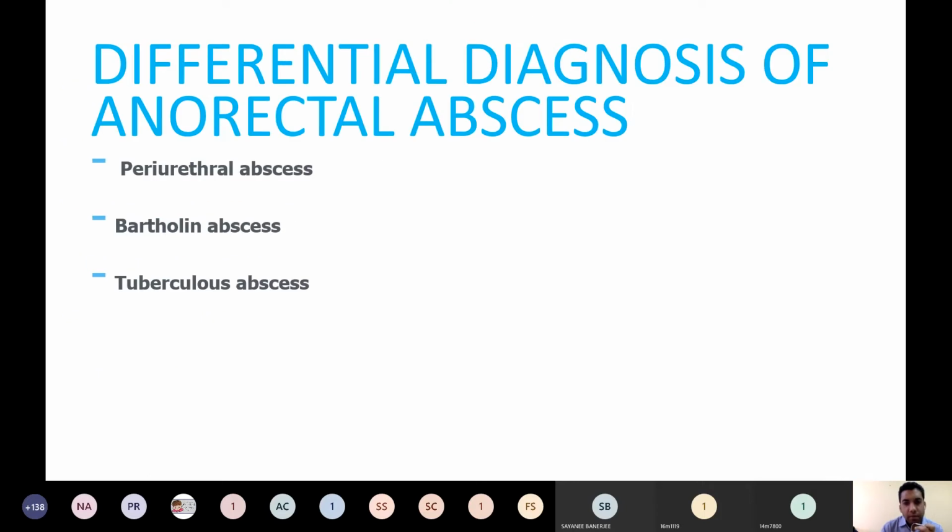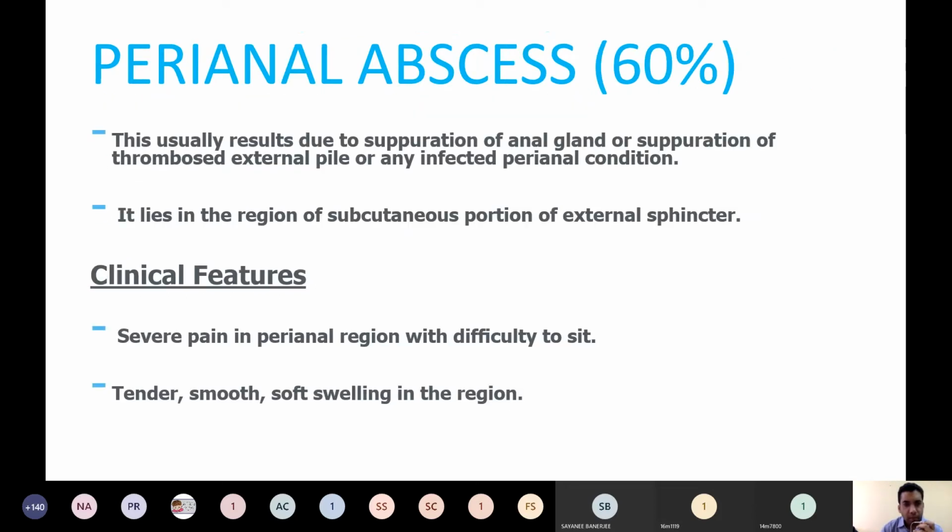Okay. Then we have differential diagnosis of anorectal abscess. Differential diagnoses are periurethral abscess, Bartholin abscess, and tubercular abscess. Bartholin abscess is the abscess due to infection of Bartholin glands that are seen around the vagina. Okay, so that can also be a differential diagnosis.